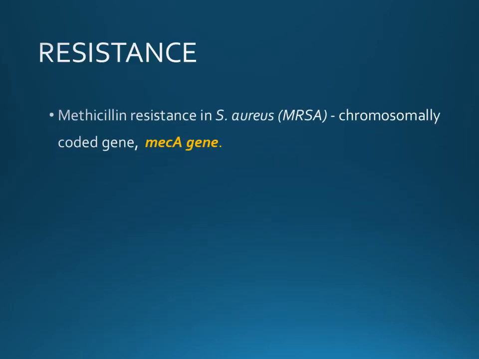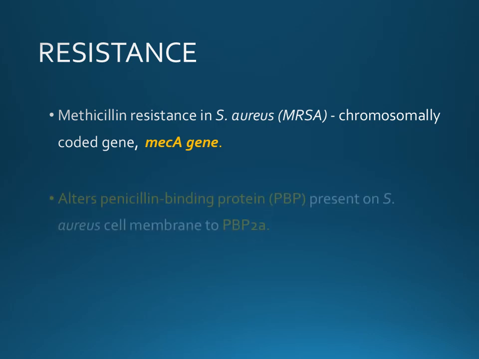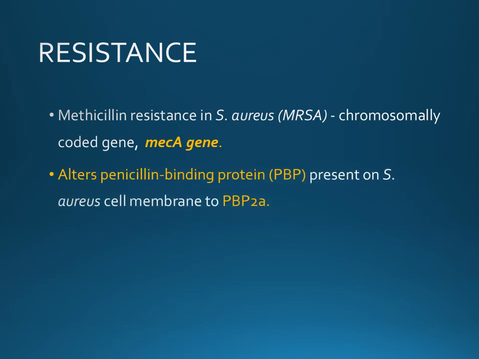Now we come to the resistance. In the resistance, which we have mostly seen in Staphylococcus aureus, that is the MRSA strain, methicillin resistance in Staphylococcus aureus is chromosomally coded and the gene is the mecA gene. It alters the penicillin binding protein which is present on the S.